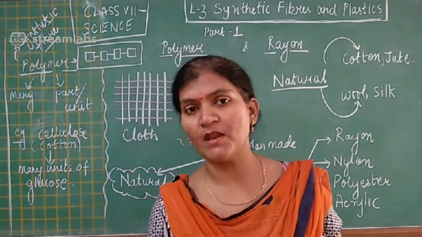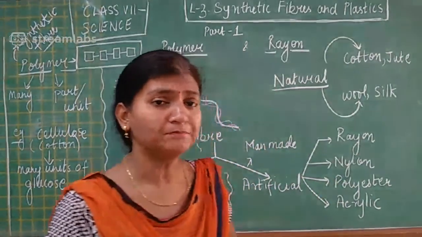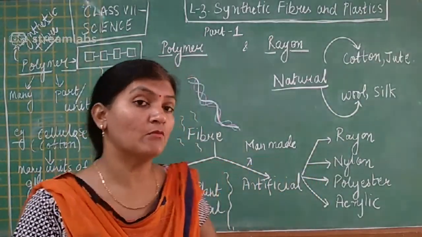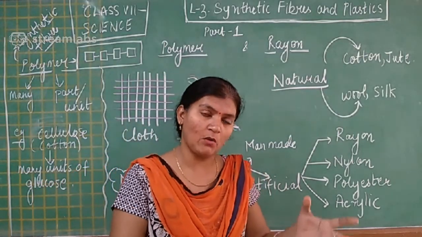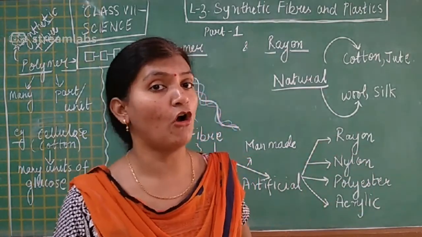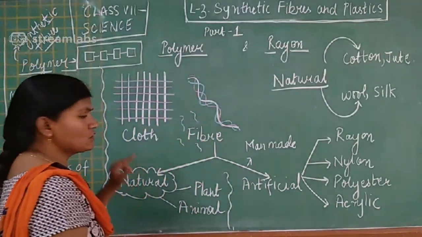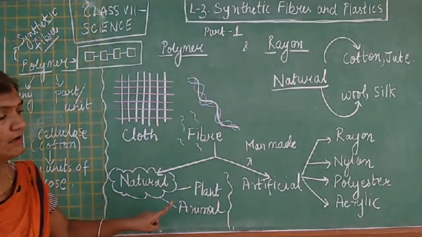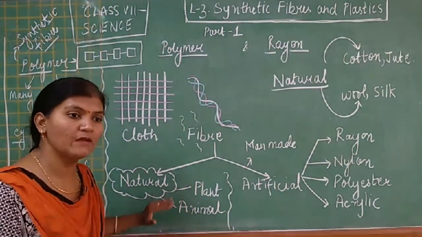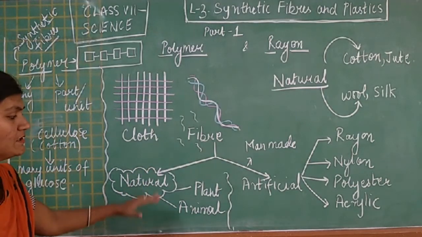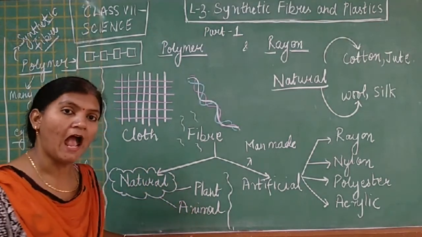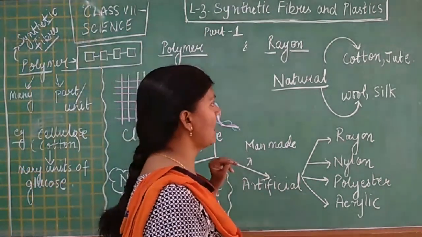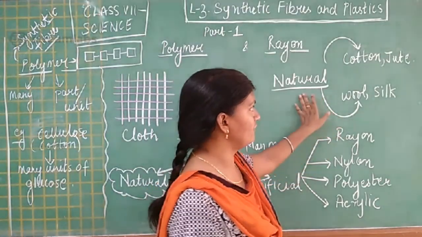We have a variety of plants from where we can get fiber, and we have a variety of animals also, from the body of which we can get a variety of wool. Okay, students. So natural fibers can be obtained either from plants or animals. So what are natural fibers? Natural fibers are the fibers that can be obtained from plants and from animals. Okay, students, so let us have examples of certain natural fibers.